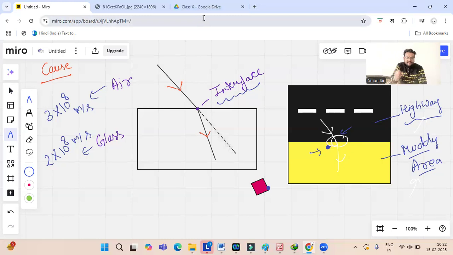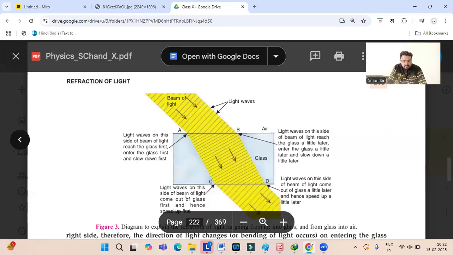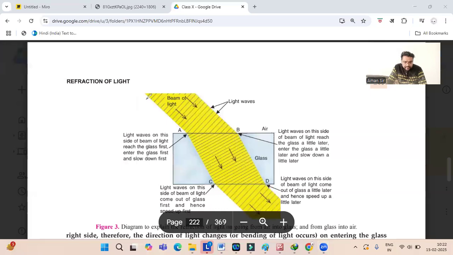To make this concept more clear, we can see this particular diagram. In this diagram, you can see very easily the two components of a light wave. Both components are in the air, so both are moving with the same speed. But now this component is in the glass, while this component is still in the air. That is why light is bending like this. So this is the actual cause of refraction of light.